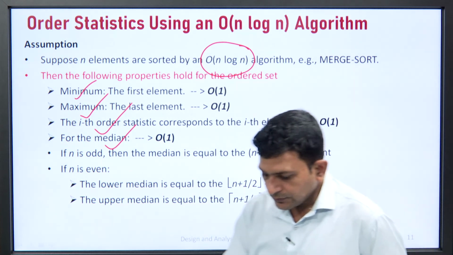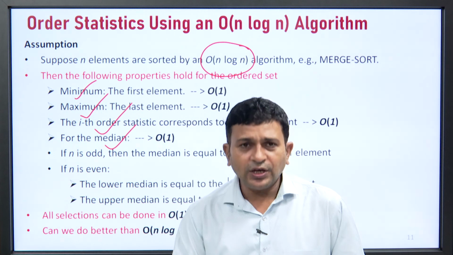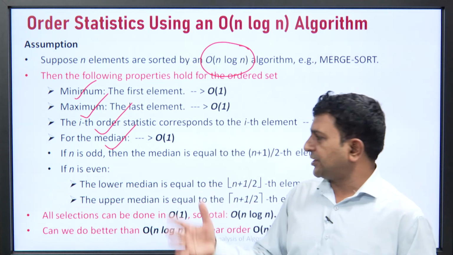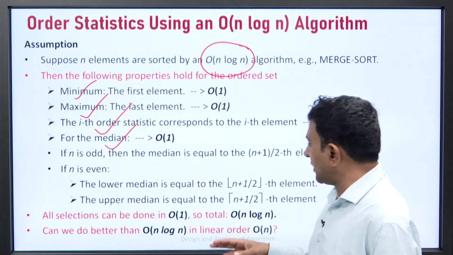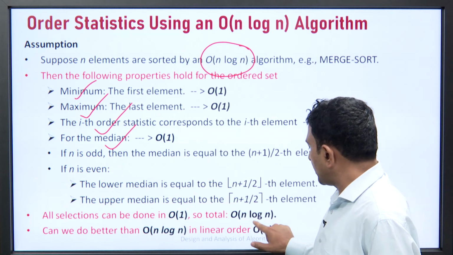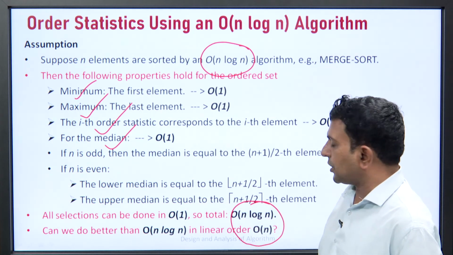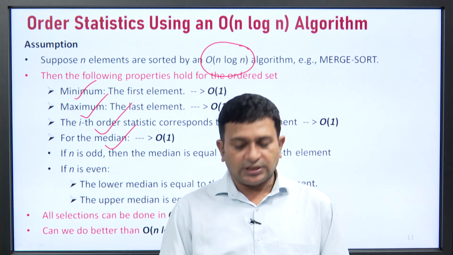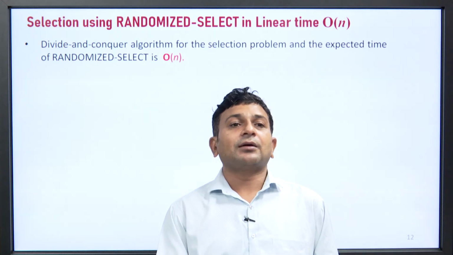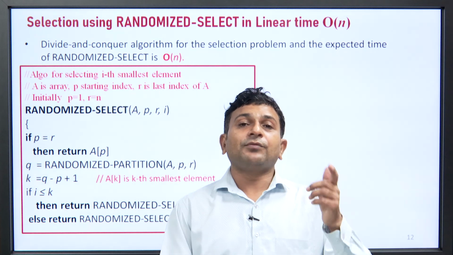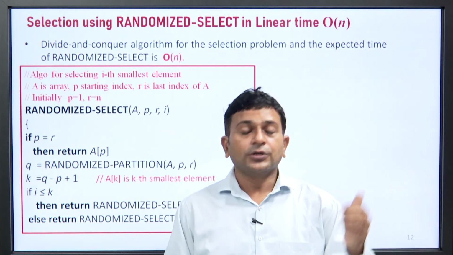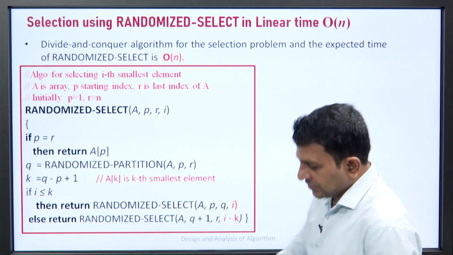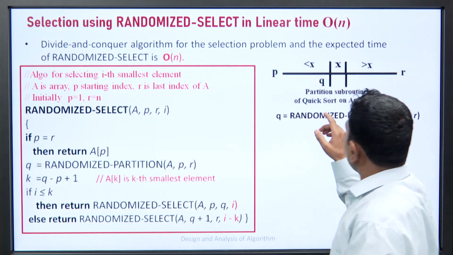Now, can we reduce this time complexity? Can it be reduced from n log n to O of n? Yes, we can reduce it by using the randomized partition method, which is used in quick sort. So, what do we do in quick sort's partition?